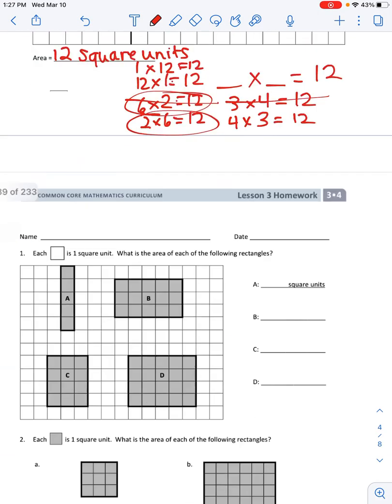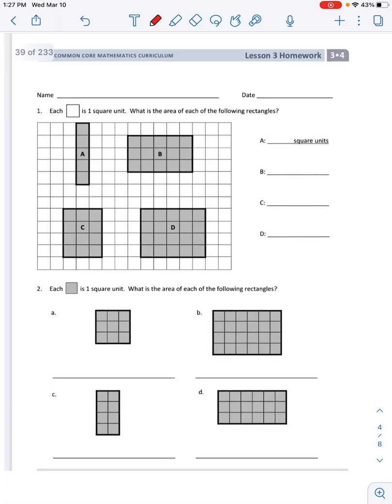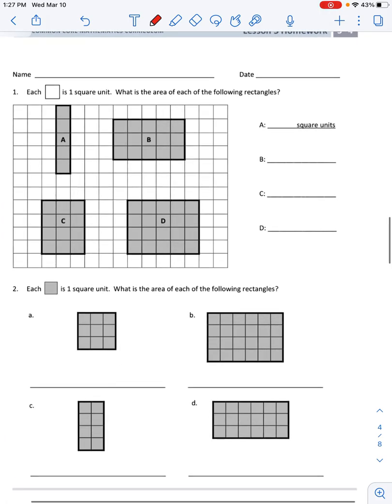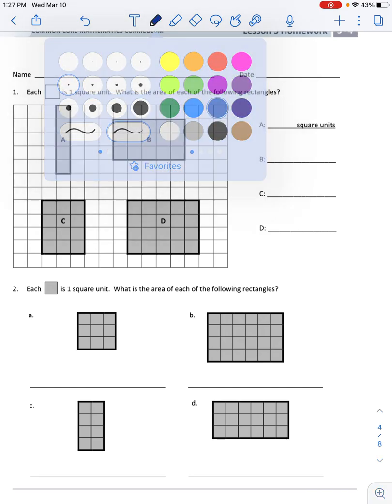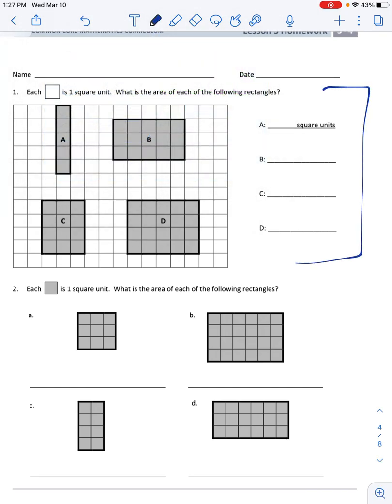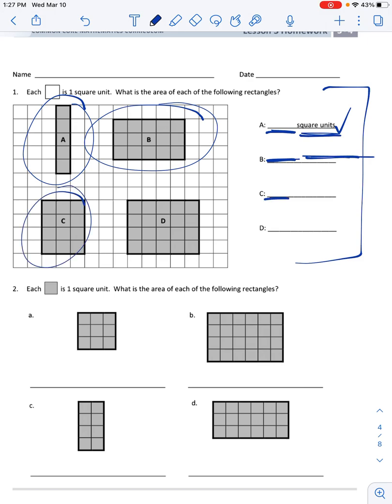So let's go and actually look at your homework today. Your homework looks like this. This is what it is. You'll notice this section looks just like the problems that we just did. So you just need to find the area of rectangle A and write it right here. They already wrote square units for you on that one. Then you need to find the area of rectangle B. You can either count them or use the multiplication, and you need to write the number, and then you need to write the word square units. You'll do that for C, number, square units, and you'll do it for D, number, square units.